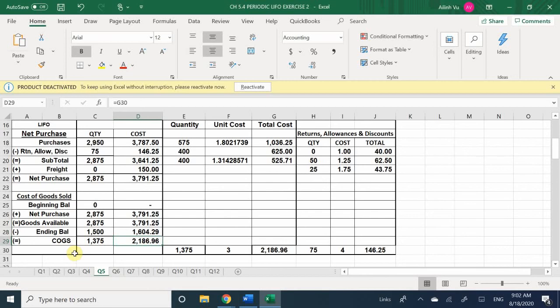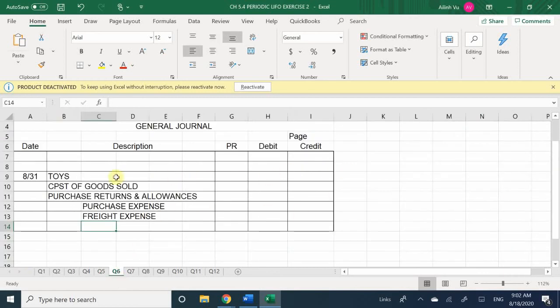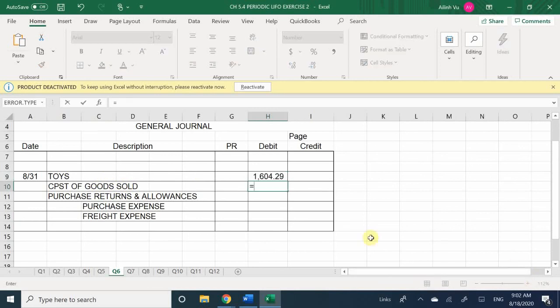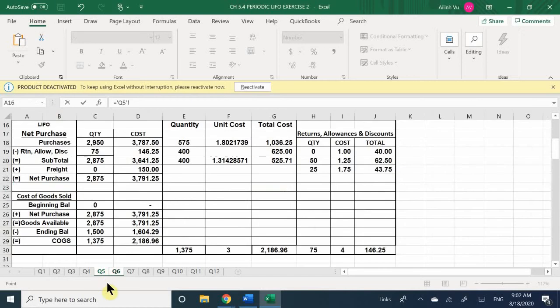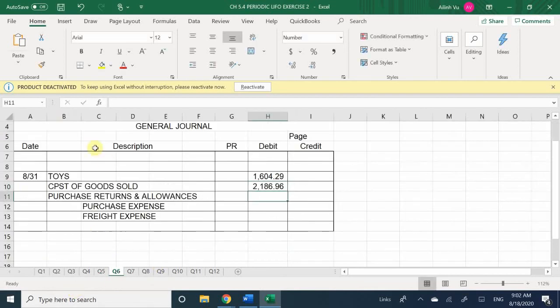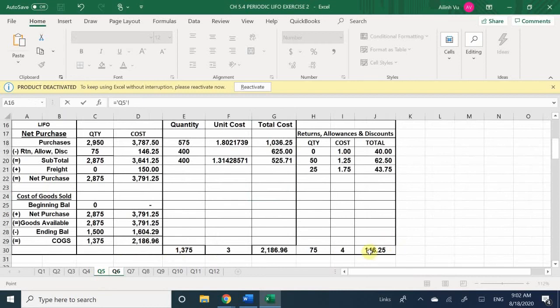$1,604.29. 1,604.29 is correct. So here, 1,604.29. All right. And what is my cost of goods sold here? 2,186.96. All right. What is my total returns and allowances? 146.25.